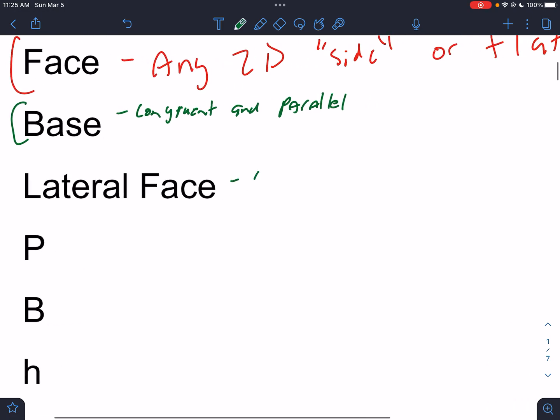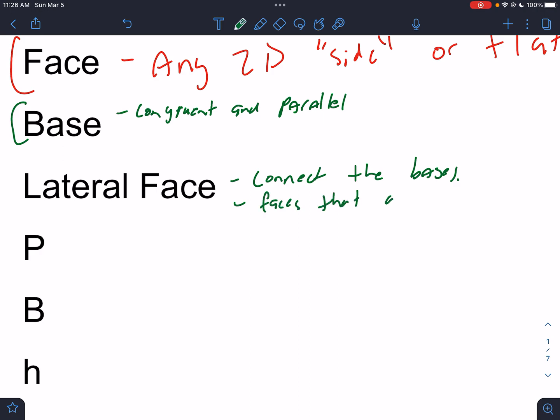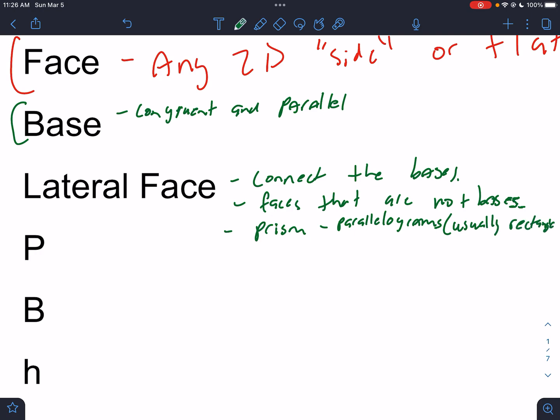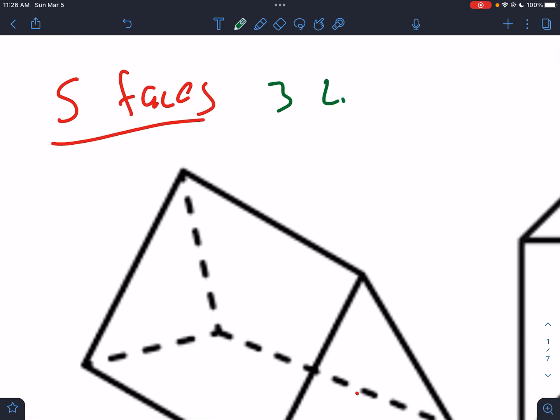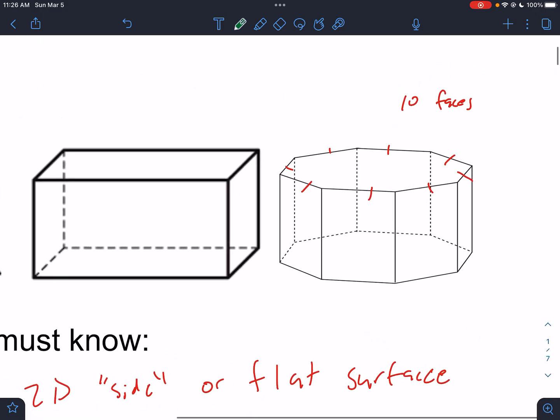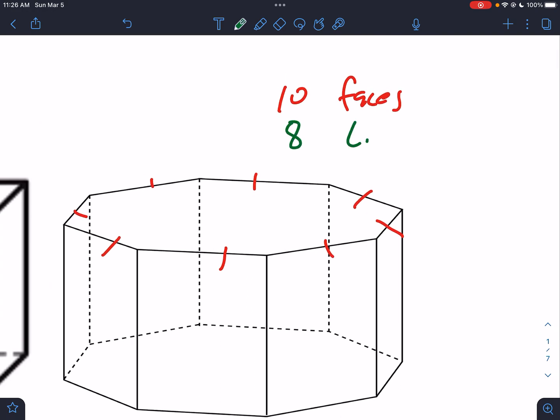Lateral faces. Lateral faces connect the bases. They are the faces that are not bases. For a prism, they are parallelograms, usually rectangles. And for a pyramid, they are triangles. So looking at this shape, we have 1, 2, 3 rectangles. This shape has 3 lateral faces. Over here, this shape has 8 rectangles. That is 8 lateral faces.